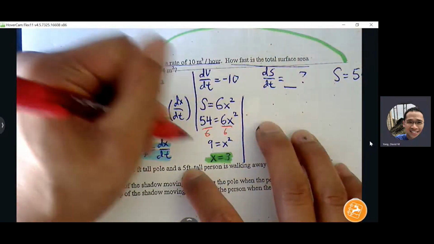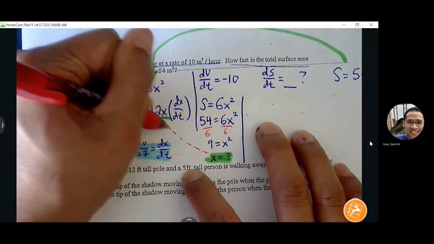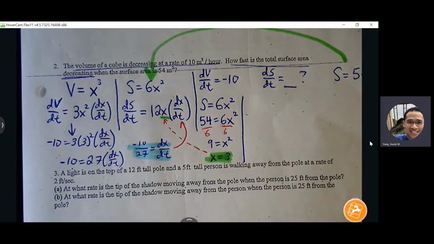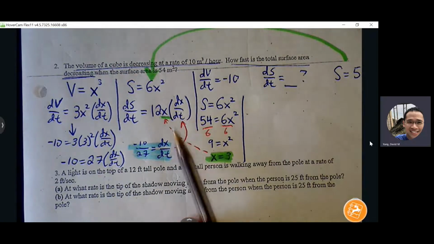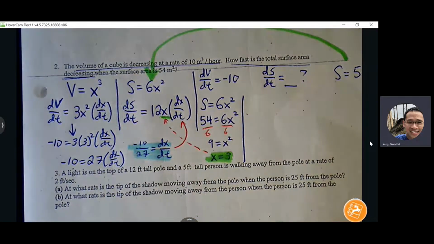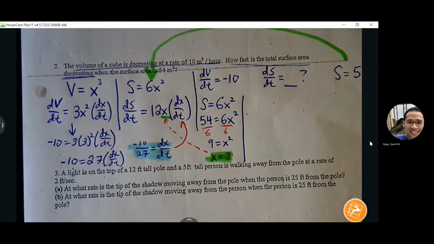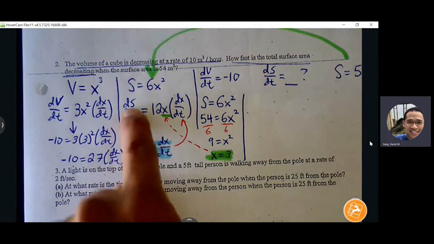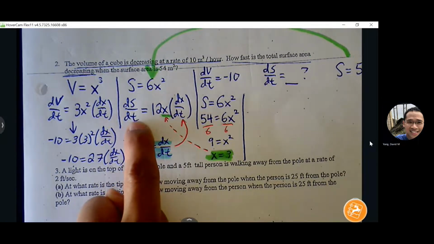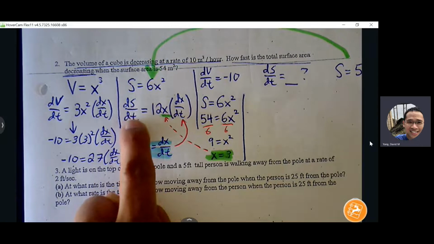Now we have everything that we need. To find dS/dt, x is 3, dx/dt is negative 10/27. Now we can finally find what we're looking for, dS/dt. It's just a matter of entering all this into your calculator. Let's talk about units of measure here. Surface area, what's the unit of measure there? Meters squared over hour, square meters per hour.